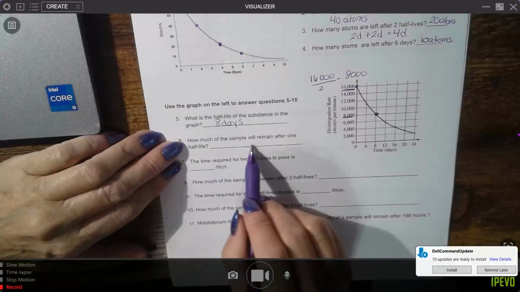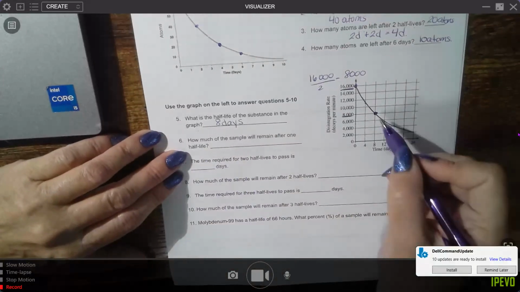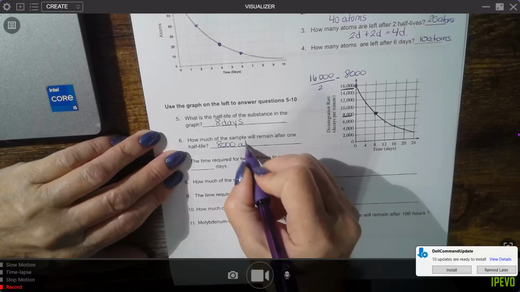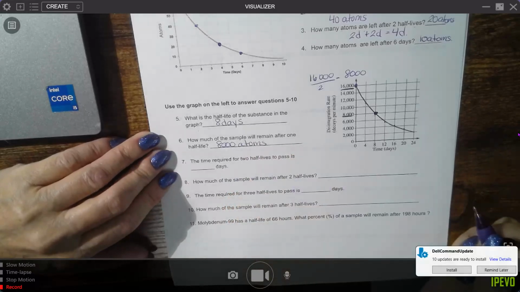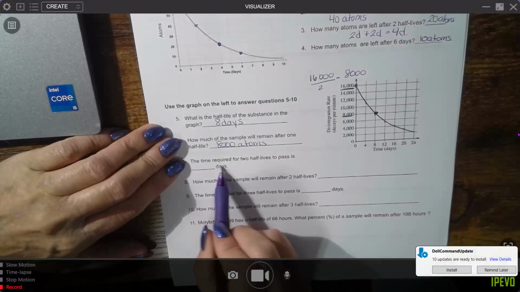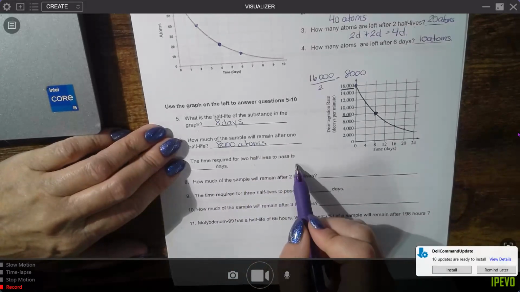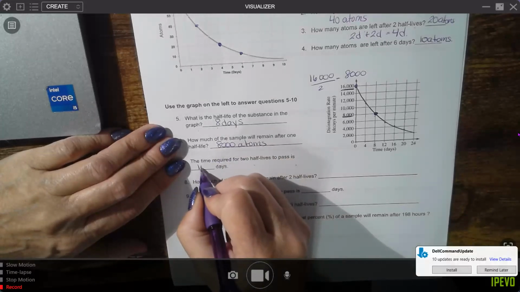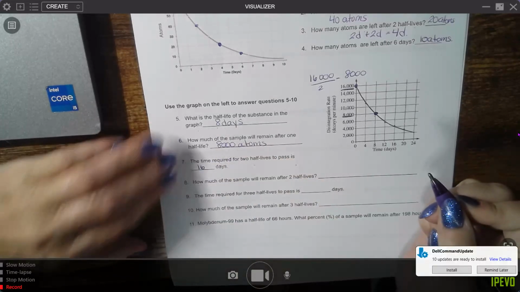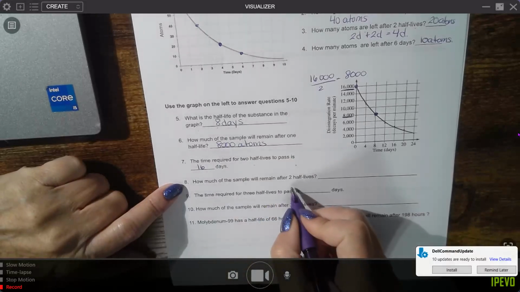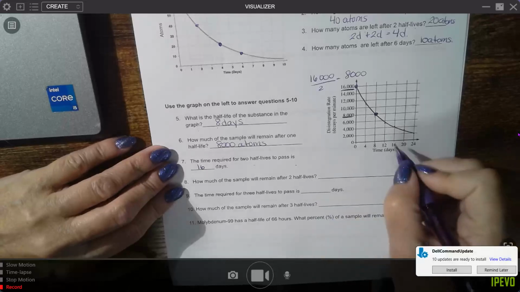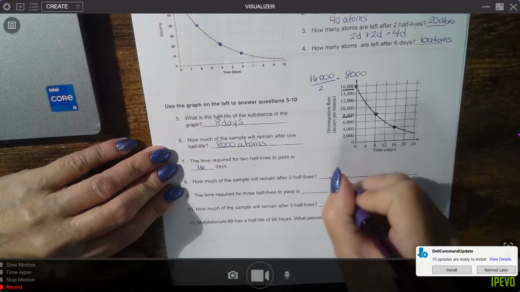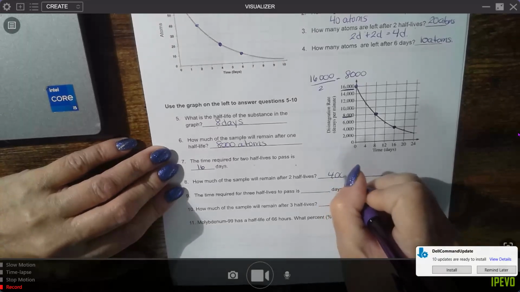How much of the sample will remain after 1 half-life? 8,000. We're going to say atoms. The time required for 2 half-lives to pass: if 1 half-life is 8 days, 2 half-lives would be 16 days. How much of the sample is left after 2 half-lives? So I'm going to look at 16 days, I'm going to go up here. 4,000 atoms would be left.